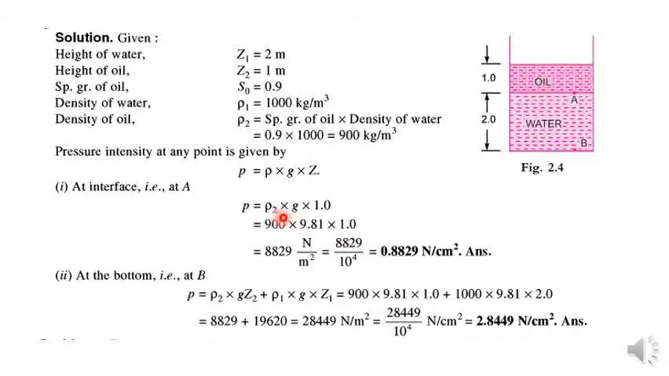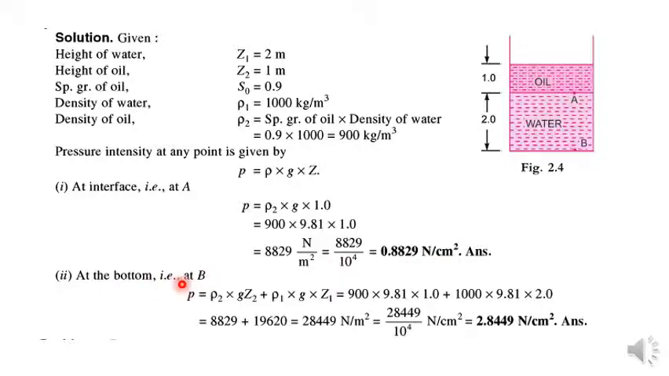We have rho 2 into G into 1. So rho 2 is the density of the oil, this above liquid, multiplied by 9.81 into 1. That 1 is simply the pressure head H, the Z value or H value. So you are inputting over here and you are getting the answer in Newton per centimeter square.